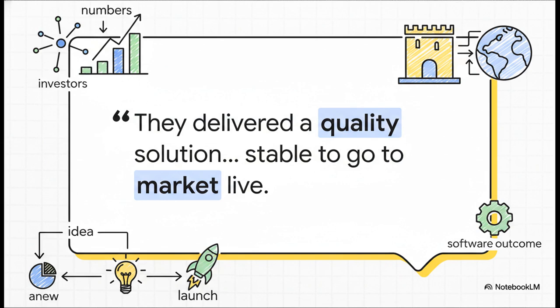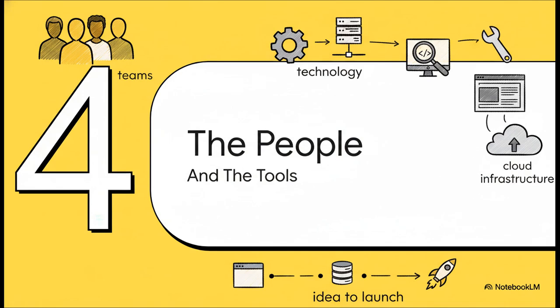And that, right there, is the crucial point. The whole process is designed to deliver a business outcome, not just a chunk of software. So we've covered the how, but what about the who and the what? Let's pivot and look at the specific tools and the teams of people that actually make all these projects happen.